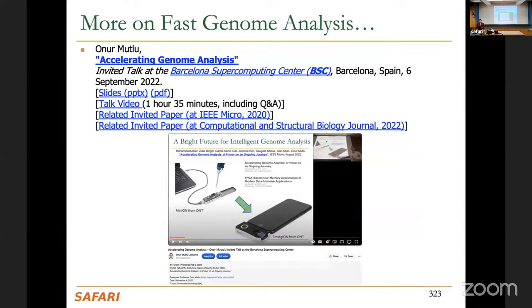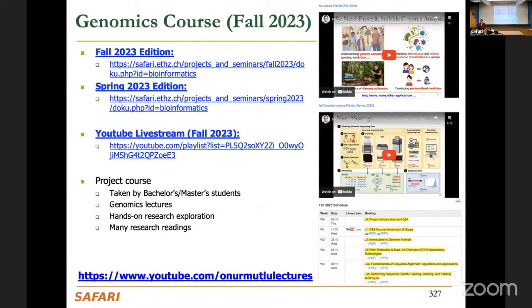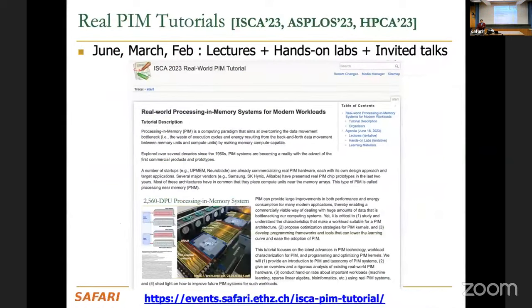We also have courses that we're offering for the D-ITET students, mostly bachelor students, where they are assigned to projects, and while working on these projects they learn the challenges and algorithms in genome analysis. We're also offering some PIM courses, where you can learn more about these architectures.